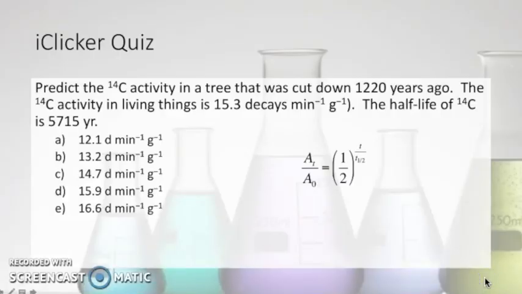Here is a quiz for you. So we'll go ahead and pause it again and submit your answers to this Podia quiz.